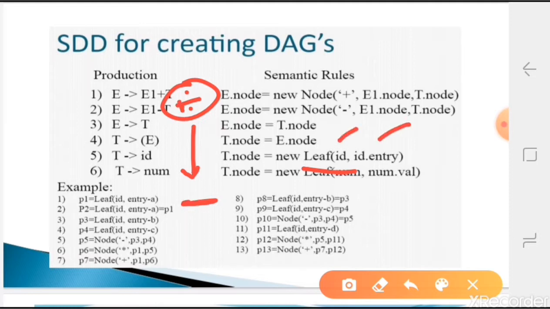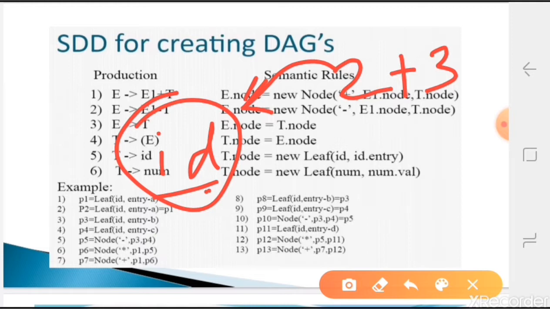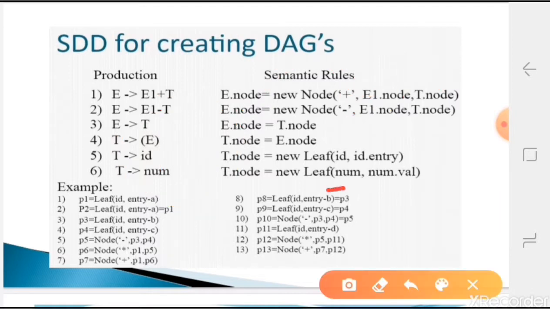Suppose you consider this a leaf node, my leaf node value itself is id, so it should have some particular value. For example, if you have the expression 2 plus 3, maybe here the id value is 2. At that time it has to refer to the symbol table, where you get the id's corresponding entry, there will be a value, and you have to take that value. Or sometimes you will directly get the number only.